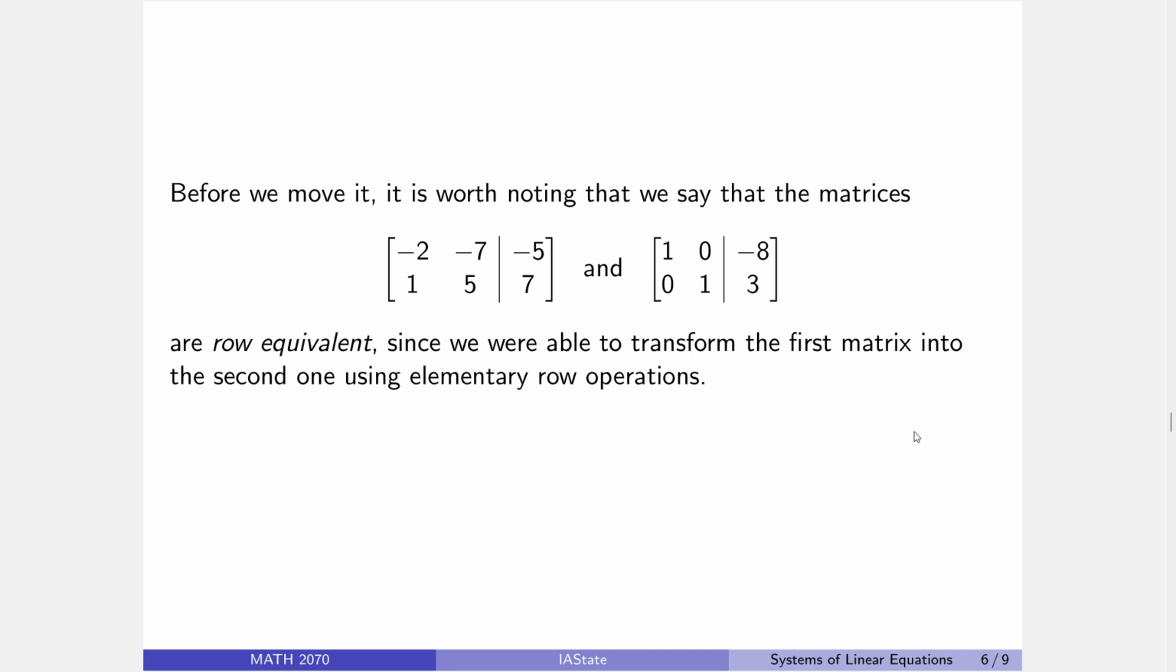Before we get into that, let's note some verbiage here. These matrices, we're going to call them row equivalent because I'm able to transform this one into that one using row operations. And the significance of this, again, will be revealed. The onion will pull back and reveal itself as we go forward.